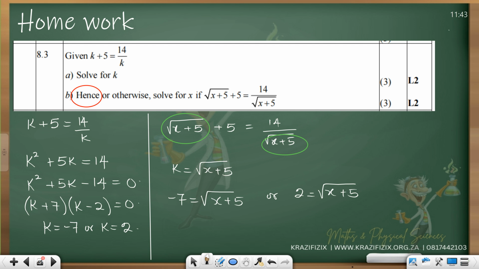The square root of a number. Now guys, please take note. Do you notice I am not the one putting the square root? The square root came with the question. The square root of a number is positive. There's no solution here. Since I did not put the square root, please put that note down: the square root of a number is positive.